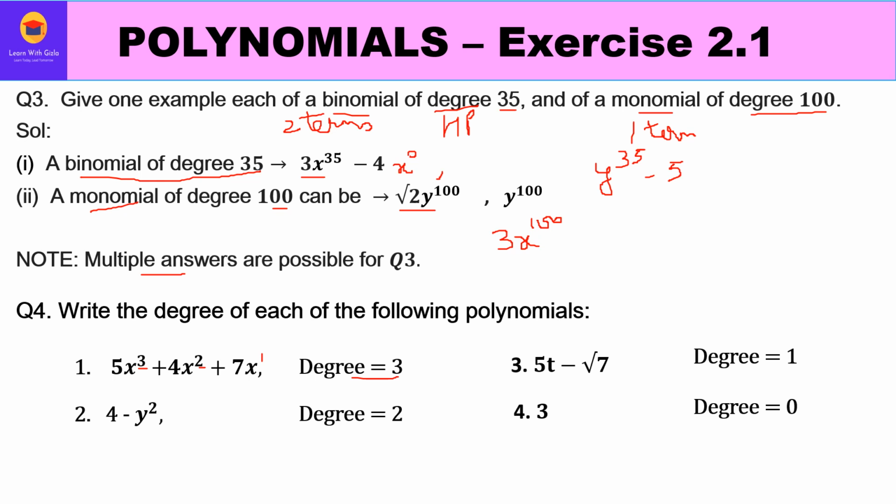In the second question, this is a constant term which has power 0, and y square. So the highest power is 2, so the degree is 2. Now over here t raised to power 1 is there, and over here x raised to power 0 is there. Highest power is 1, so the degree is 1. Over here x raised to power 0 is there, it's a constant term, right? Highest power is 0 only, so the degree we can say 0. And as we know, the degree of a constant term or a constant polynomial is 0, right?